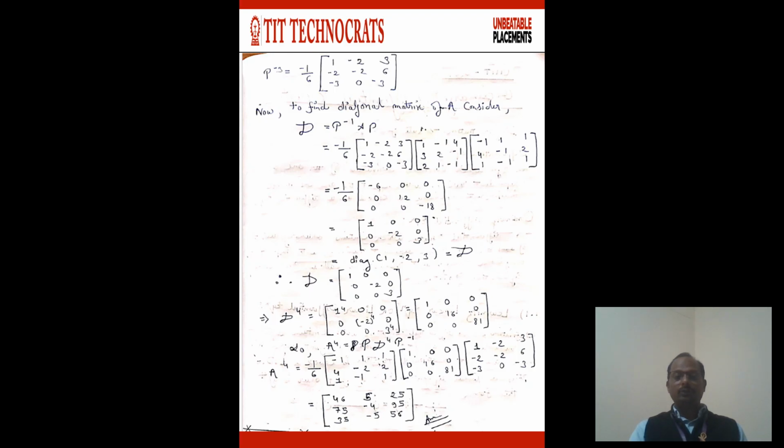In this question we also have to find A to the power 4 of the given matrix A. So how do we find it? First we find D to the power 4. In the case of a diagonal matrix, when you need higher powers, you can just apply the power to the elements of the diagonal. Then find A to the power 4, that is P D to the power 4 P inverse. Again follow the procedure of multiplication and finally you will get the answer for A to the power 4. This is the complete process of diagonalization.